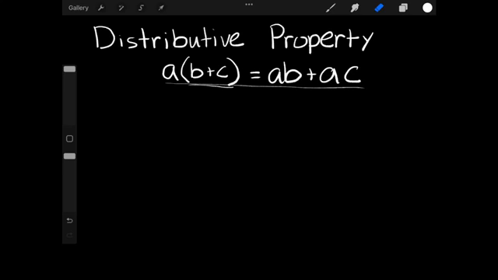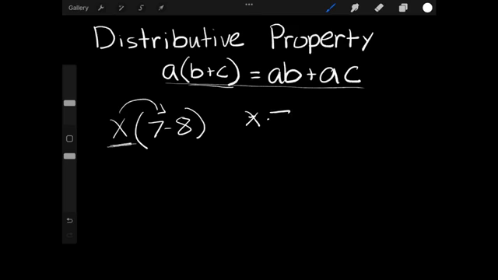Now, what happens if x is the one that's being multiplied? Well, problem question x times 7 minus 8. We have a negative here, and the x is on the outside of the parentheses. So, x times 7 and x times 8. So here you're not going to want to put the plus in the middle sign because 8 is a negative. So technically you could write it as this, plus x times negative 8.